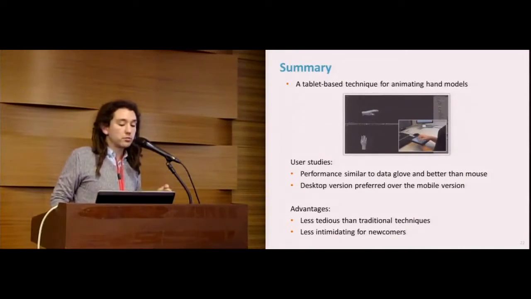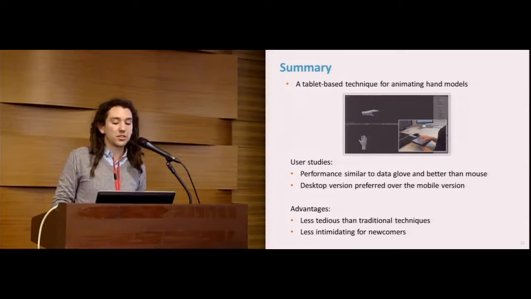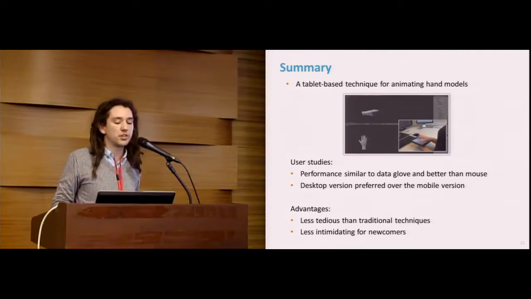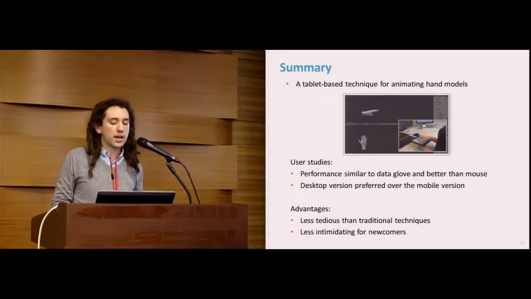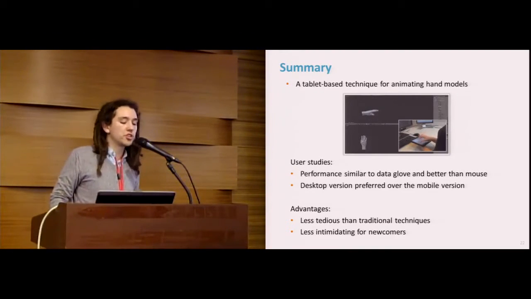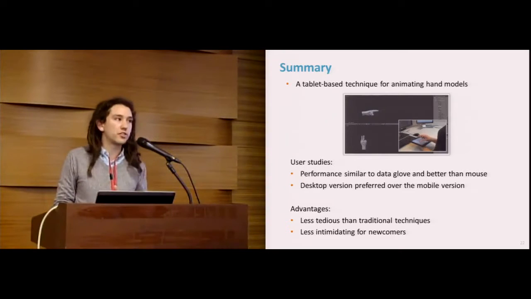So in order to summarize, I presented THING, which is a system dedicated to hand animation, and it relies on a multi-touch tablet on which you put your hand to control the fingers of a virtual hand model. And we ran 2 user studies, and the main results were that we had performance similar to those of a specialized data glove and better than those of a traditional mouse. And the desktop version, which conjointly used a computer mouse with a multi-touch tablet, was preferred over the mobile version, while still maintaining the same level of performance.